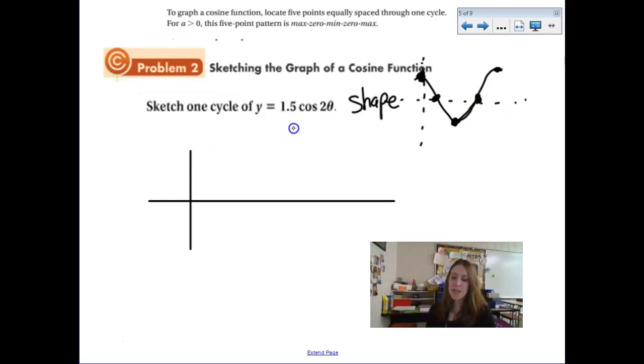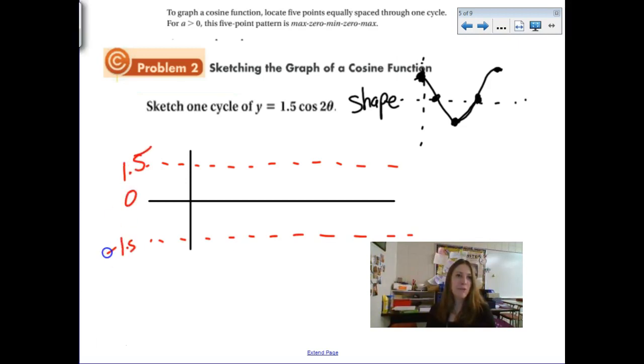So the amplitude I see is 1.5, so I'm just going to arbitrarily draw in what I think are symmetrical lines, or not, but I'm going to label them. So this is 1.5 up, this is 0, and this is negative 1.5. Very important that you label. Then I'm going to graph the shape of one cosine cycle, which starts, instead of at the origin down here, up here at the top, the maximum line.